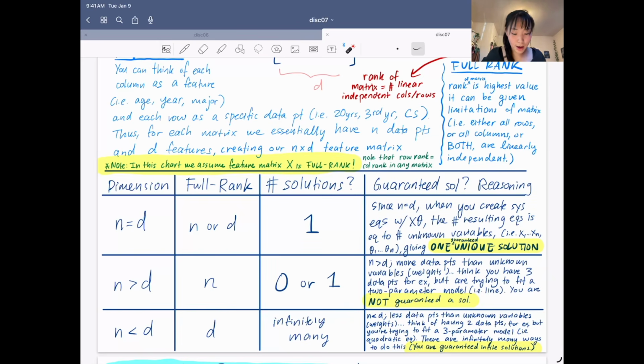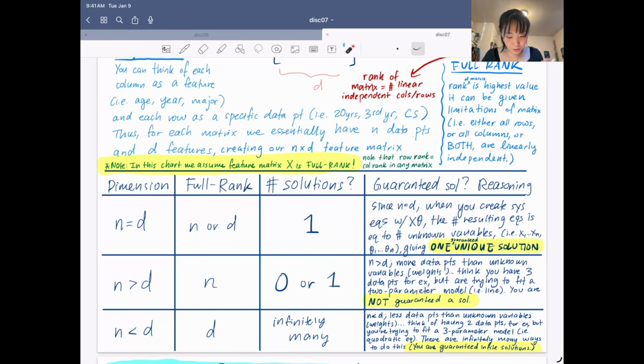AKA we have the maximum number of linearly independent columns or rows possible given the limitations of the matrix. So either there are more rows or more columns, and whichever dimension has fewer rows or columns determines the full rank. Let's first look at the scenario where n equals d. If n equals d, the rank of our matrix, if it's full rank, is either n or d. Since they're equivalent, it doesn't matter.